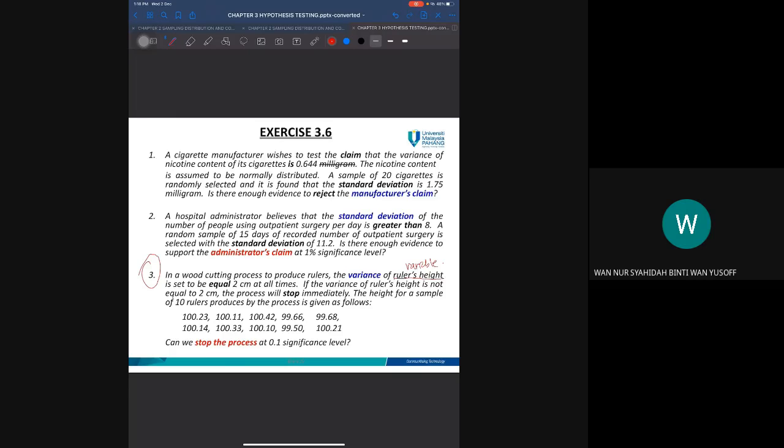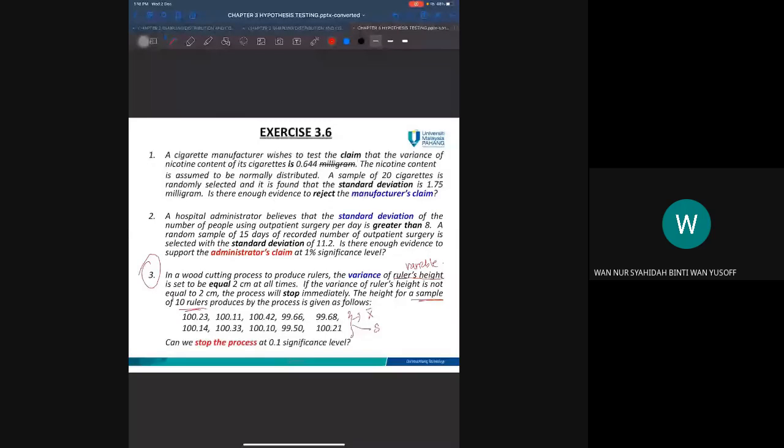You are given the heights of a sample of 10 rulers produced by the process, as follows. So this is the sample value. Automatically, anything that you calculate from this data will produce a statistic value. So you will get X bar if you need the mean, or you get the S.